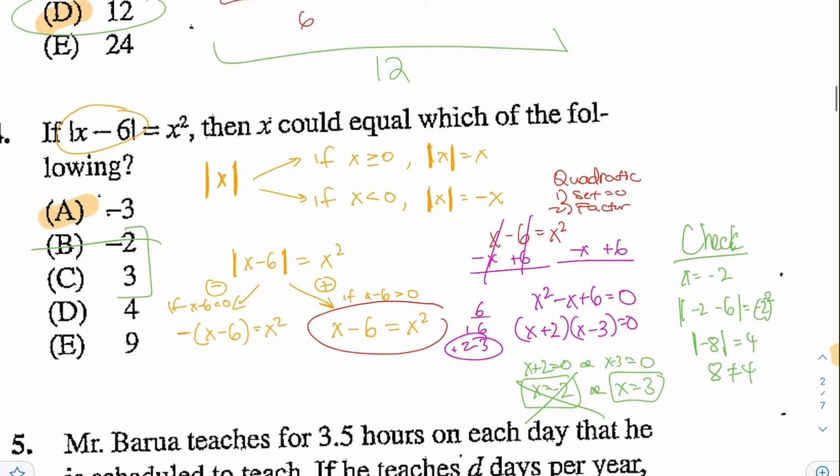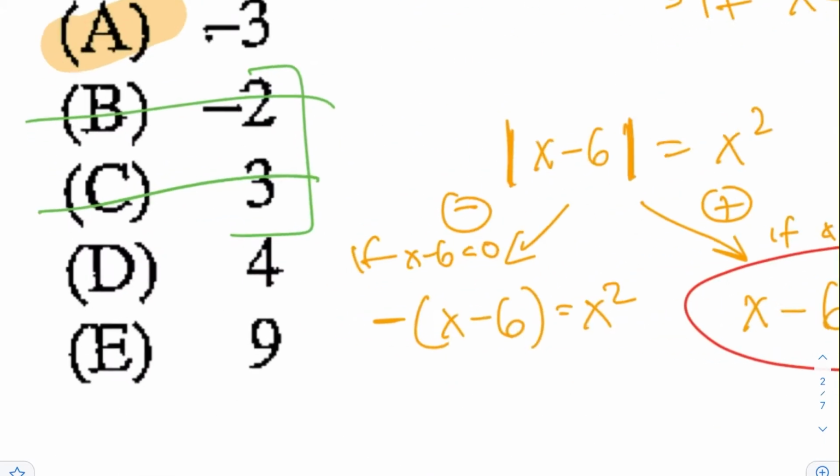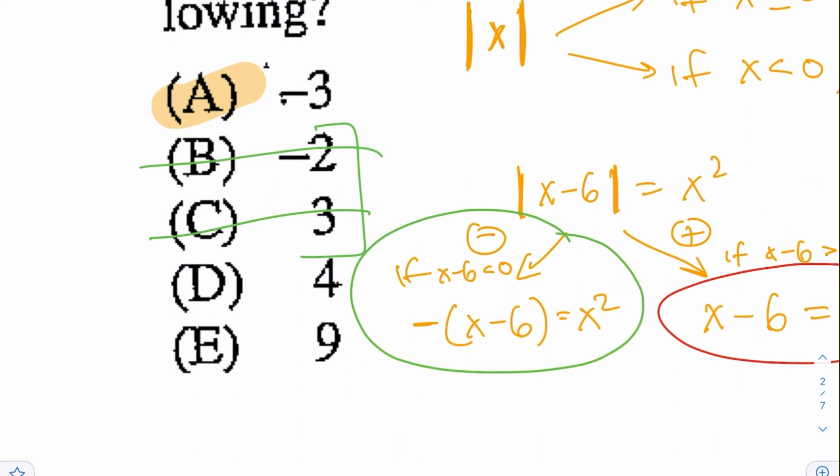Then you want to check to see if x is equal to 3. So if x is equal to 3, that would mean that positive 3 minus 6, if that's equal to 3 squared. So 3 minus 6 is equal to negative 3. I want to see if that's equal to 9. Well, the absolute value of negative 3 is just equal to positive 3, and 3 is not equal to 9, so C also doesn't work. So you know that this positive case can't be it. X minus 6 has to be negative.